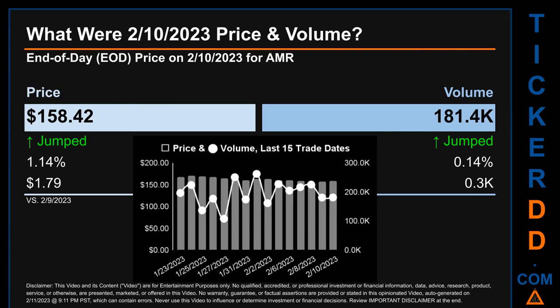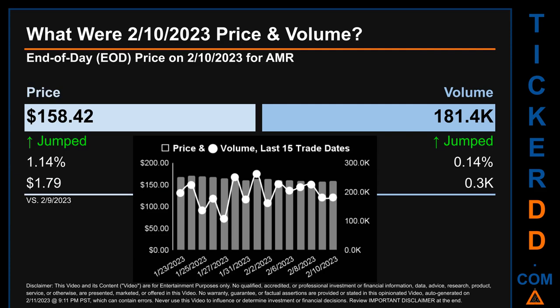What was end-of-day price and volume for AMR? On Friday, February 10, 2023, AMR had an end-of-day price of $158.42 and volume of about 181.4 thousand. Compared to the previous trading day, the price jumped 1.14%, gaining $1.79, while volume jumped 0.14%, increasing about 0.3 thousand.